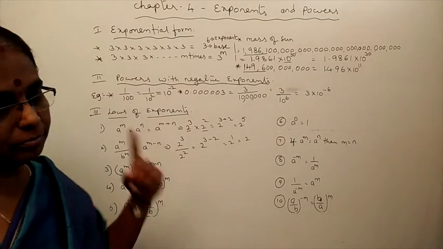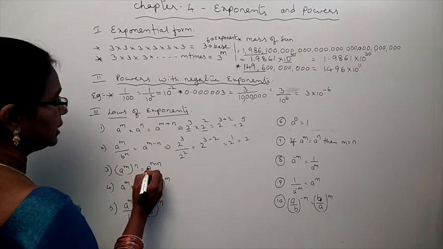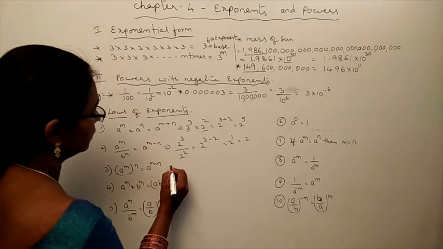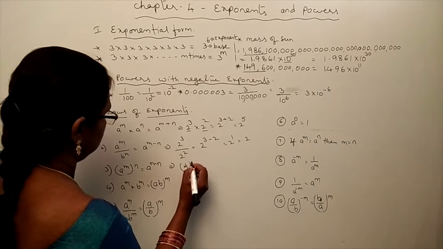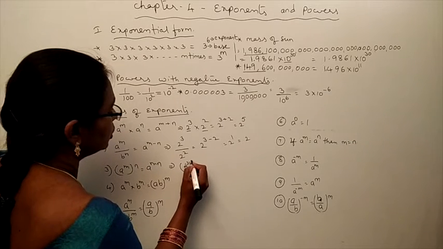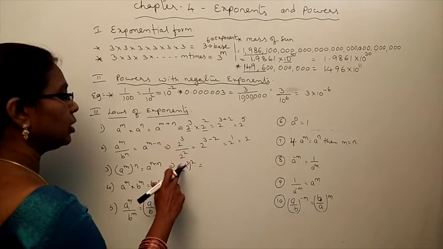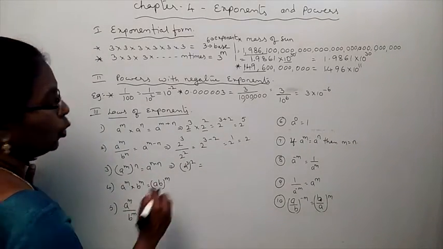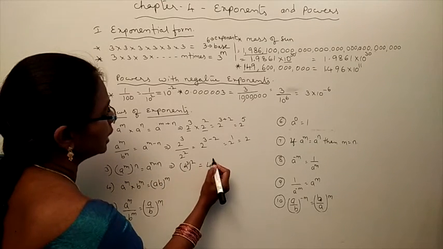Next, a to the power of m whole to the power of n is equal to a to the power of mn. See, suppose 4 to the power of 3 whole to the power of 2. How to read? 4 to the power of 3 whole to the power of 2. Whole means bracket. Now, 4 to the power of 3 twos are 6.